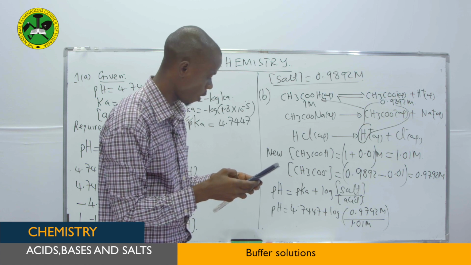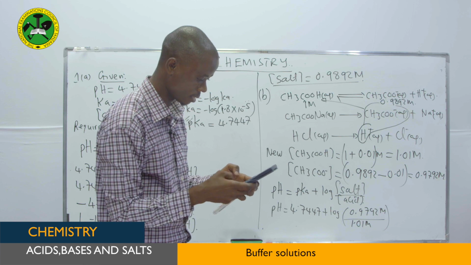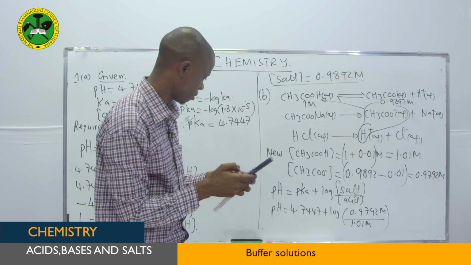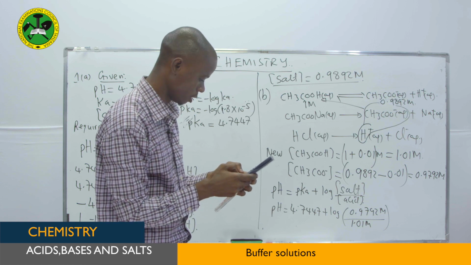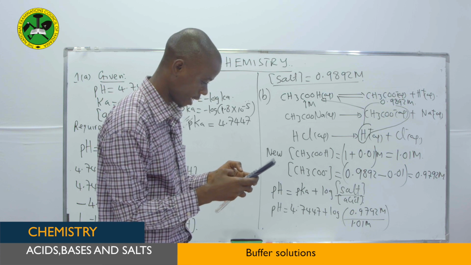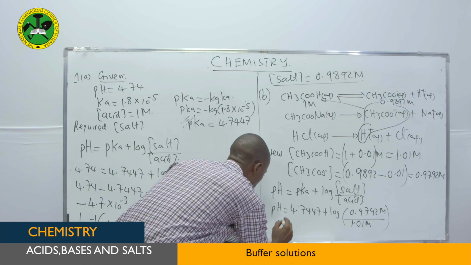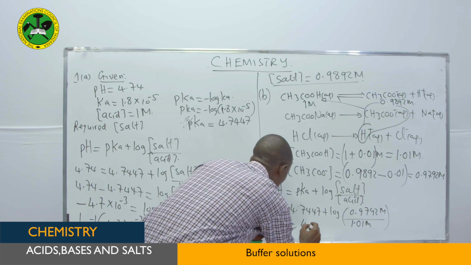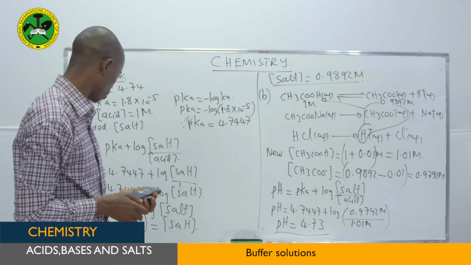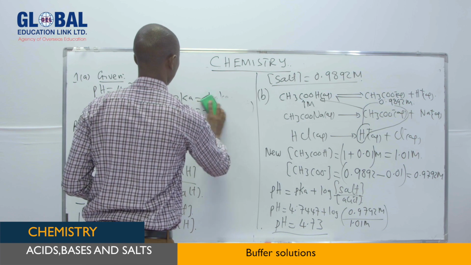0.9792 divided by 1.01, logarithm of the answer. Now you take 4.7447 plus the answer. Here we are going to get the pH of this solution. The new pH will be equal to 4.73. This is the new pH of the solution. So as you can see there, it is very simple for you to do those calculations.